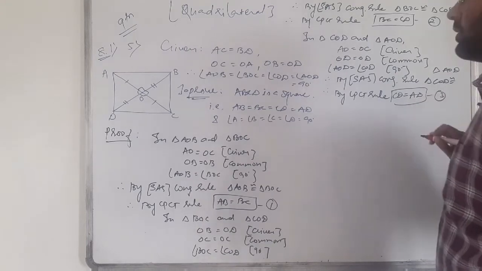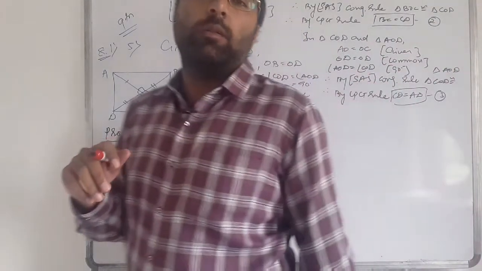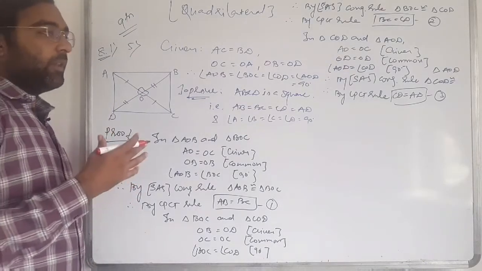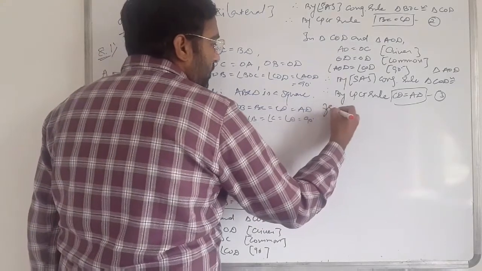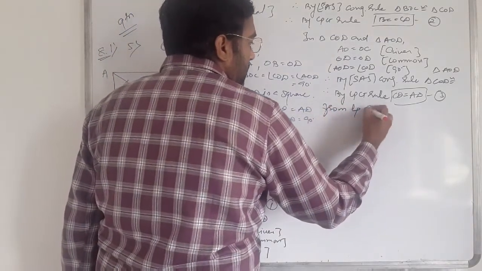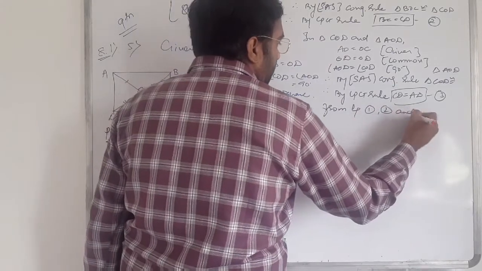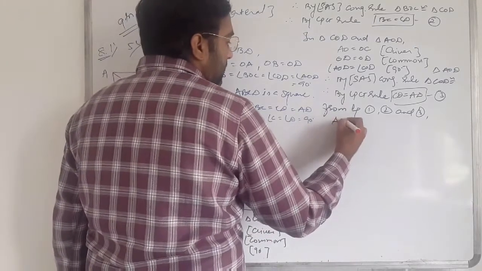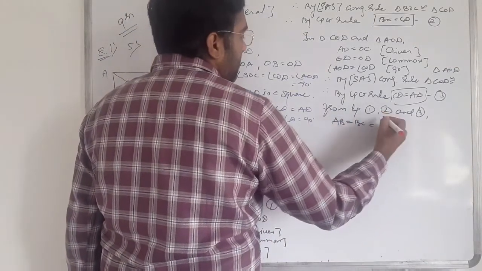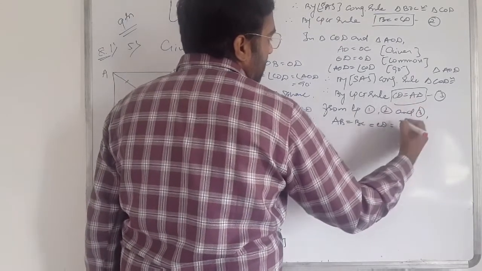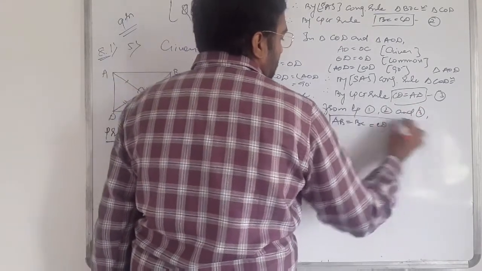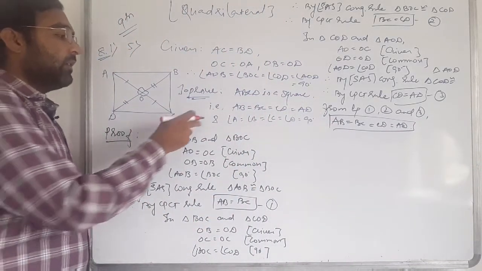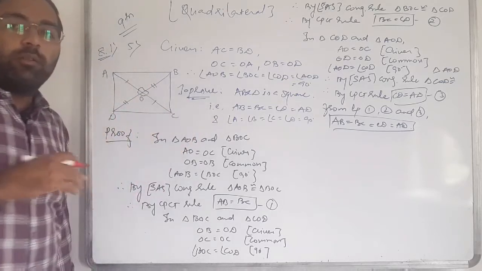This is my third thing. Okay, so from equations 1, 2 and 3, we are saying that AB is equal to BC, BC is equal to CD, and CD is equal to AD. Then all these sides are equal. Clear that? Now we need to prove that second thing, that all the angles are 90 degrees.